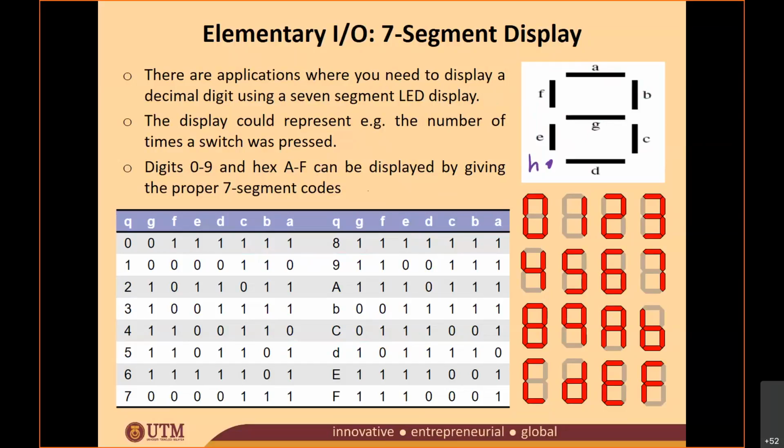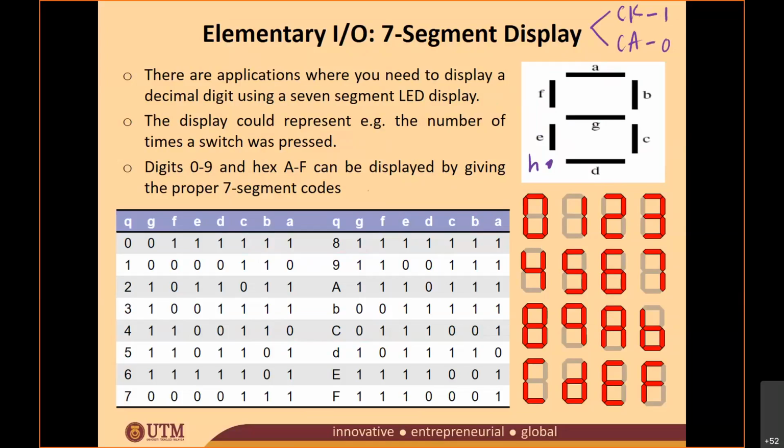Okay, so to display number 0 on the 7-segment display, there are two common configurations: common cathode and common anode, the same as with LEDs earlier. For the common cathode, you put 1 and the LED will turn on. For the common anode, you put 0 and the LED will turn on.